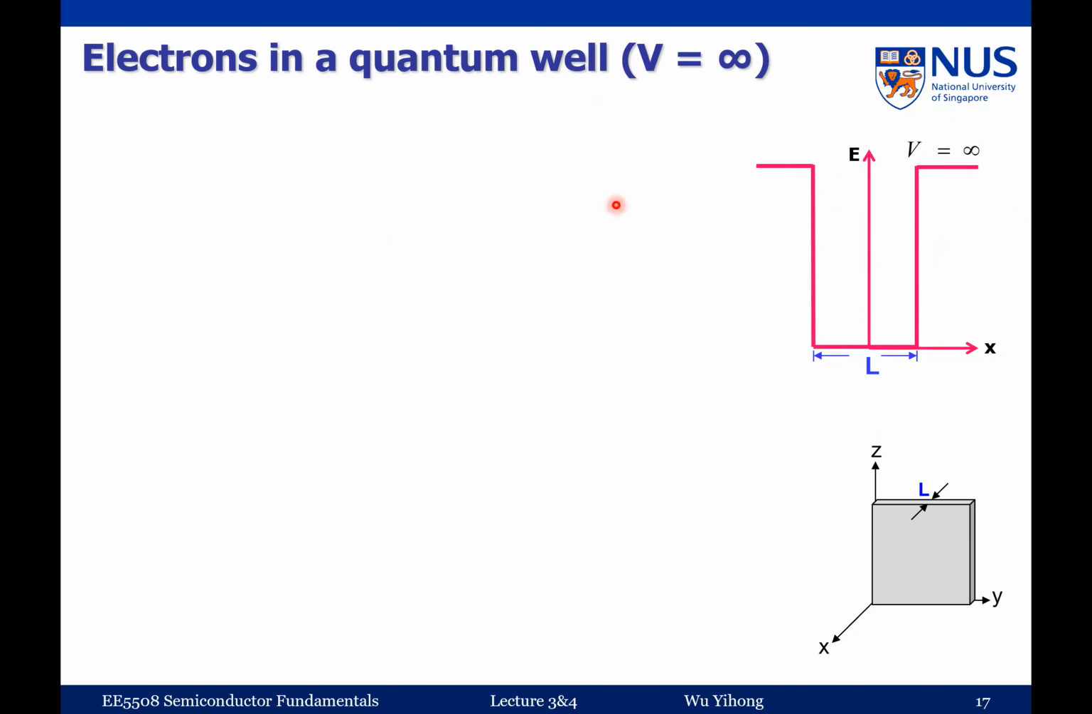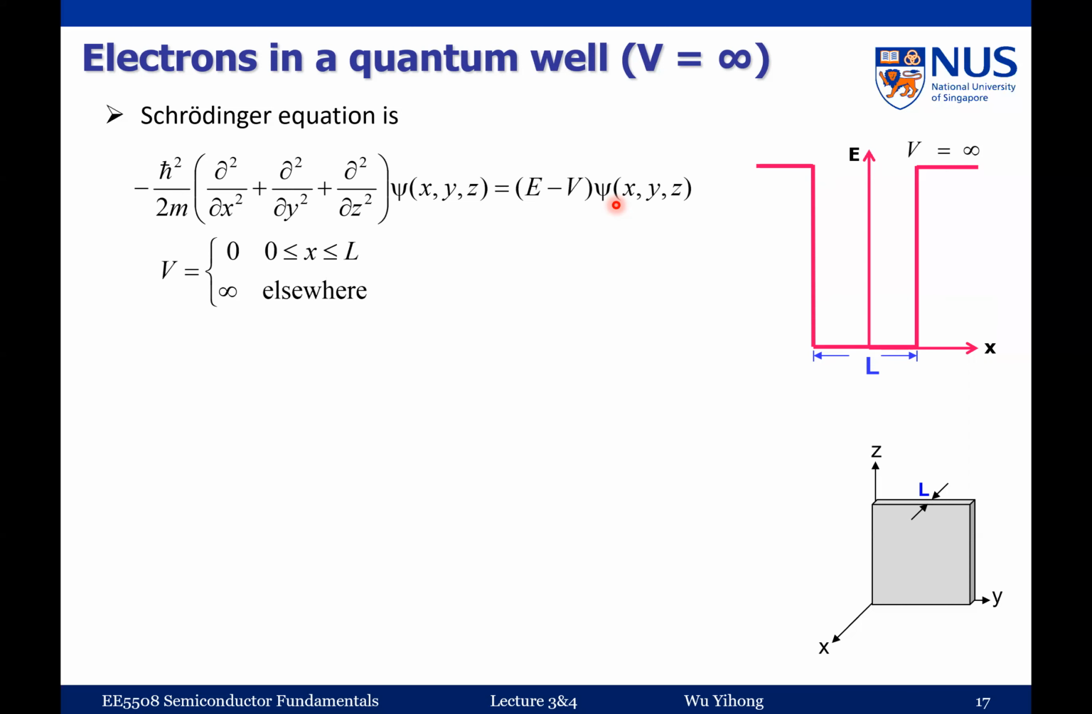It's a quantum well. In this case, we can apply the Schrodinger equation again. You can see that this is the kinetic energy operator, which is a part of the Hamiltonian, and the potential energy part of the Hamiltonian we just put at the right-hand side.